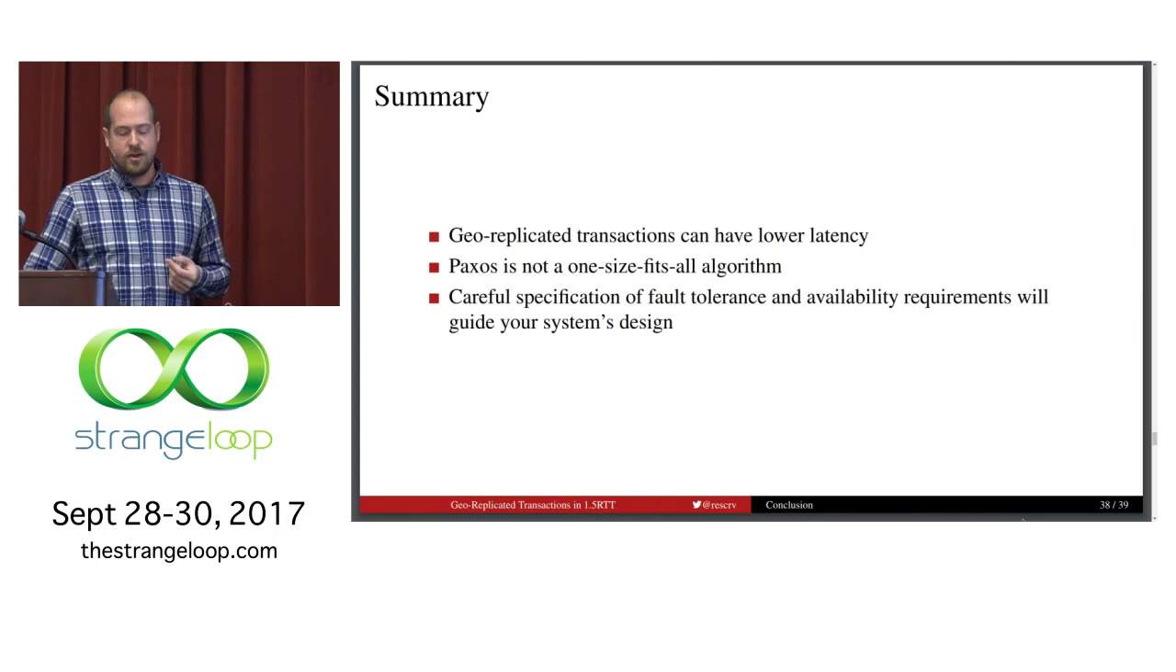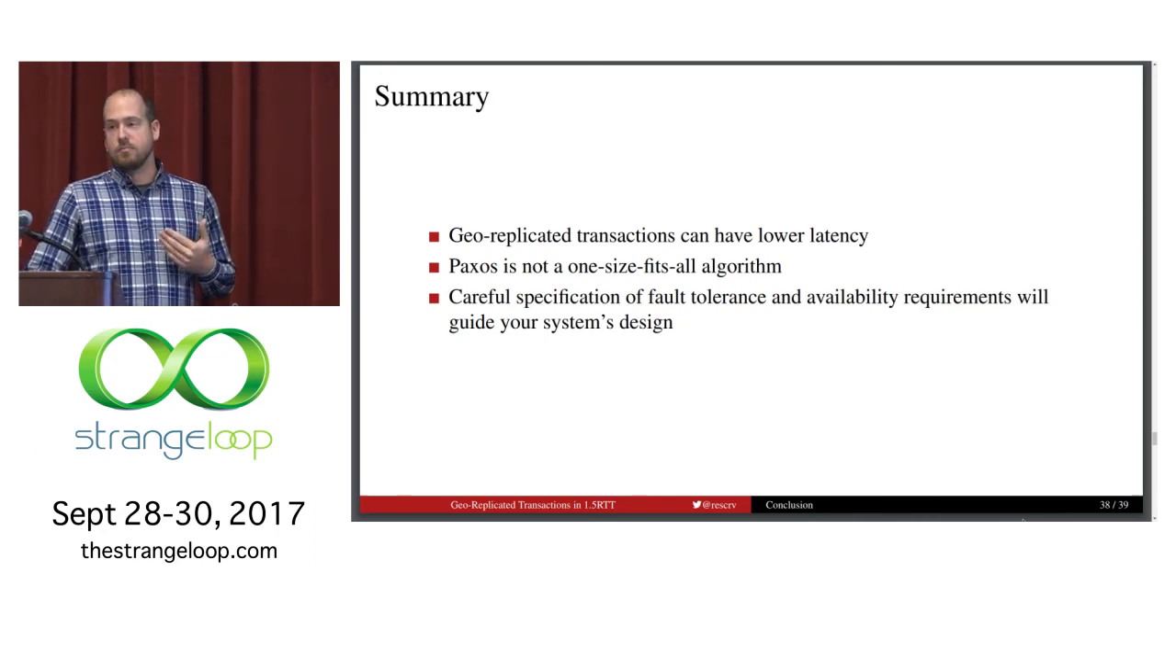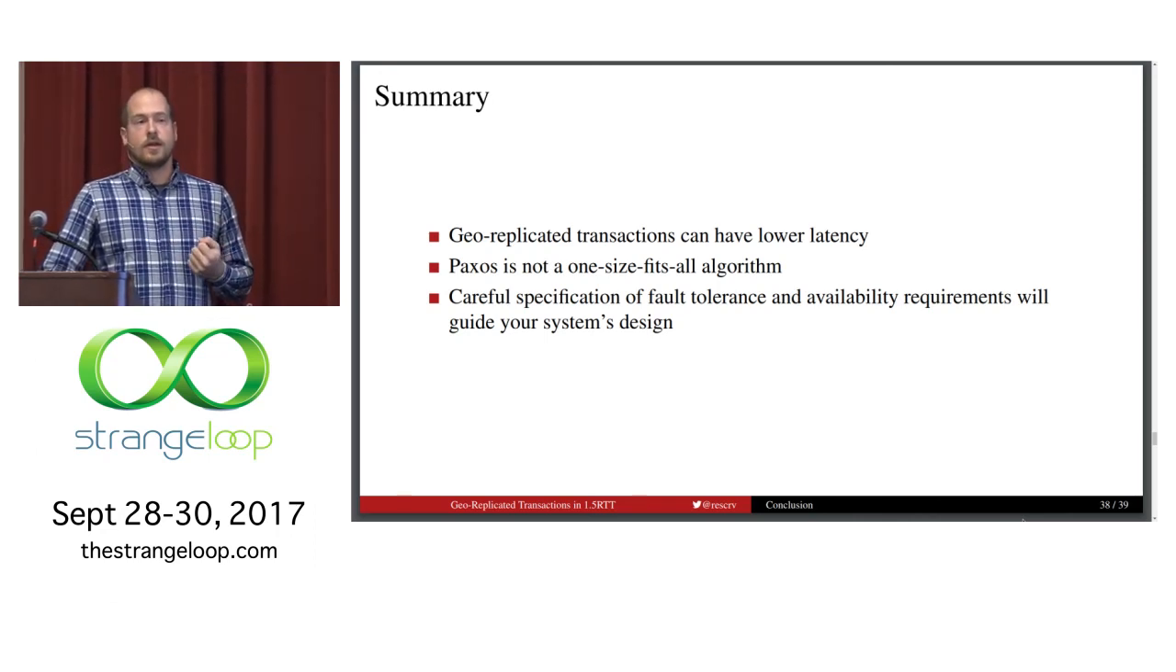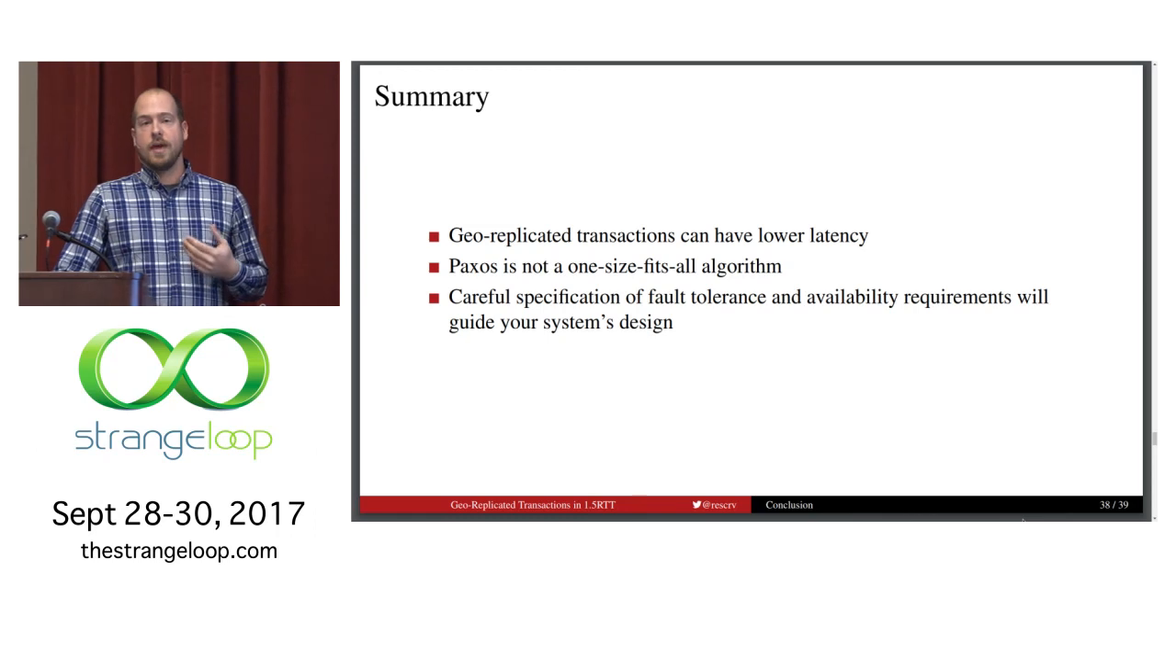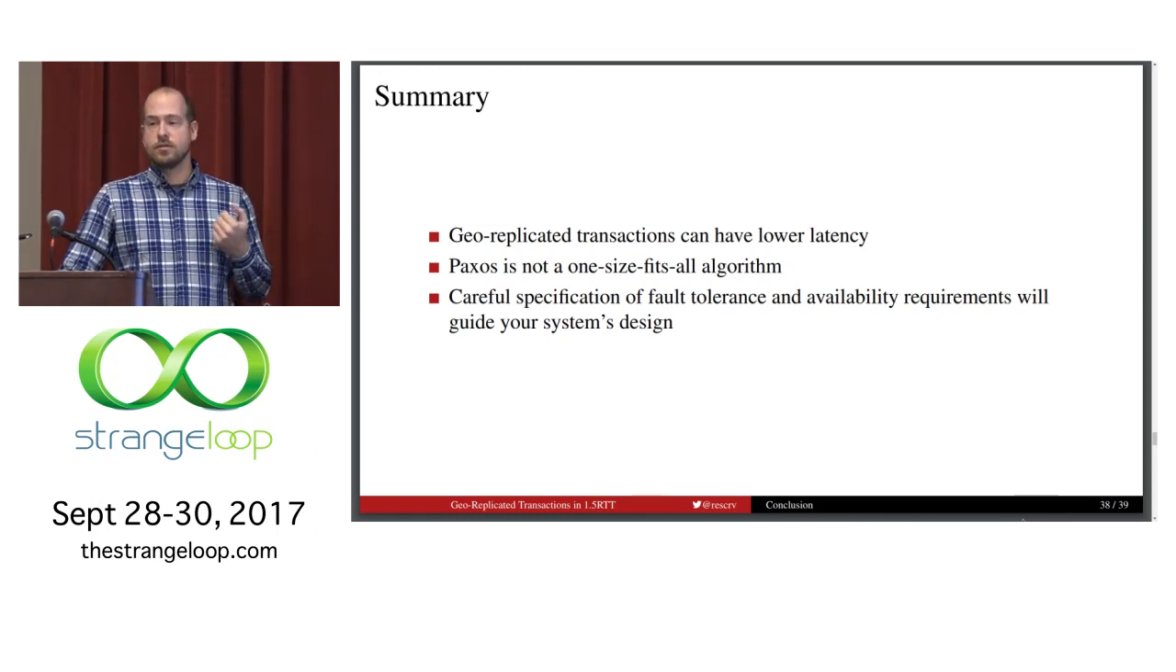So to summarize today, I've sort of shown you what can be done for geo-replicated transactions. You can make them with lower latency. Not everybody necessarily wants to pay a cost on a write to go to a remote data center, but if you're willing to pay that cost or are already paying that cost, you can actually get masterless geo-replicated transactions. Paxos is not a one-size-fits-all algorithm. I've tried to show many different ways you could use it.